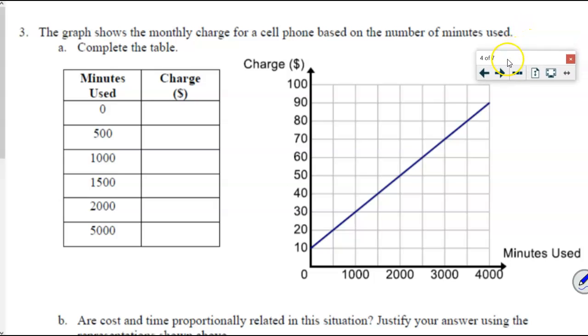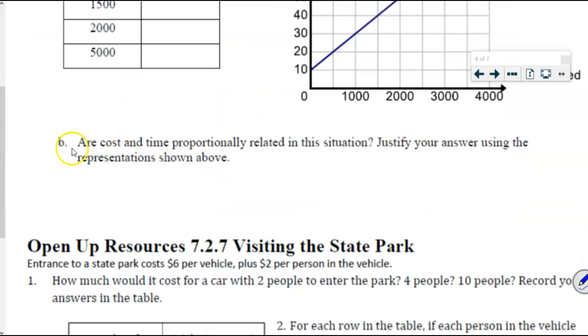Moving on, number 3, the graph shows a monthly charge for a cell phone based on the number of minutes used. This time we're not going to start with the graph. We're not even going to start with information in a story to be able to put into a table. We're starting right here with the information in a graph. So we need to be able to read that graph and be able to place that information in the table and then answer the question that follows. Is it a proportional relationship?